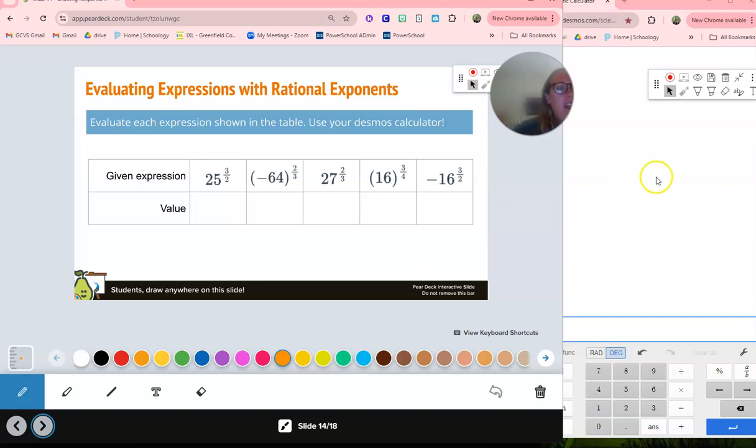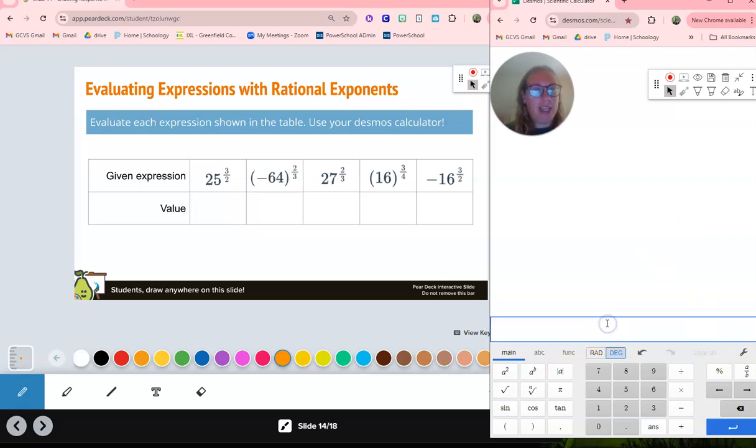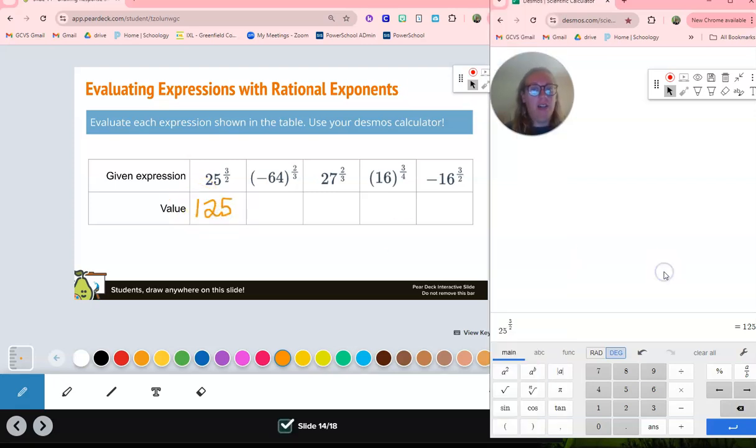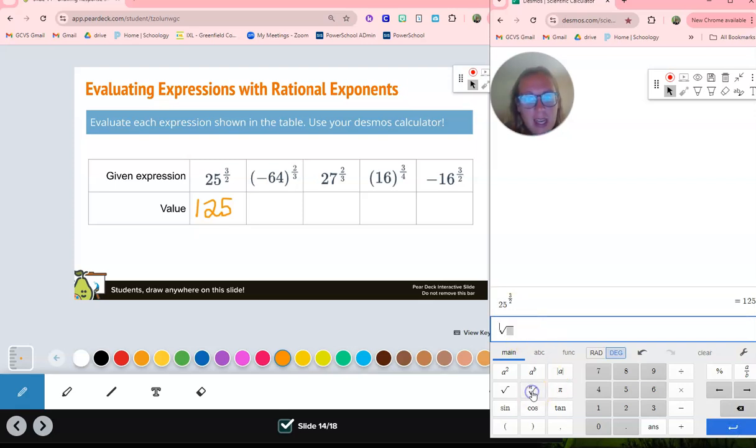So this next one says, evaluate each expression shown in the table and use your Desmos calculator. So, getting nice and comfy with that calculator. We can hit 25, and then I'm going to hit this A to the B button to raise it to the 3/2 power. That means the power is 3, the root is 2, and our answer is 125. This is the same thing as the root of 2 of 25, not squared, to the 3rd power. There's the rational exponent form, and there's our radical form. Either way gets us that solution of 125.